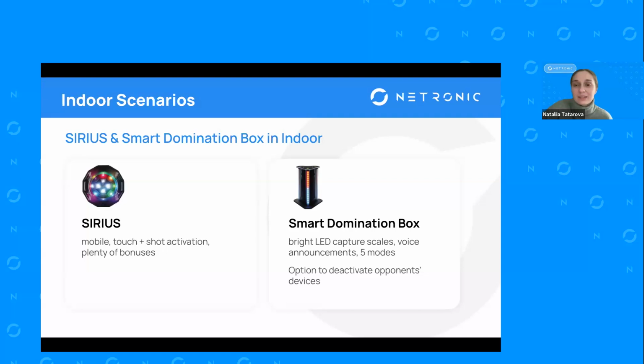Right. And usually our default setup would be one multi-station, two or three SIRIUS stations, and one smart domination box. Again, if you don't want to have extra devices, you can have just a few multi-stations and you can just change and swap the modes. But since you cannot really move it around the area, you would usually hang it on a wall or something like that. So you would have one fixed multi-station and a few mobile SIRIUS stations and smart domination box.